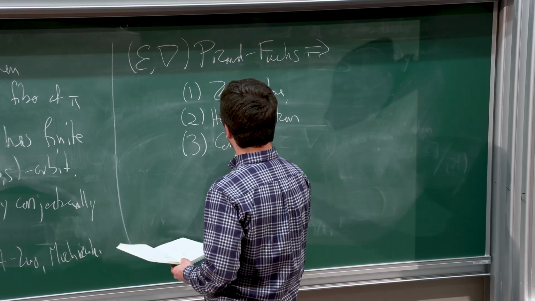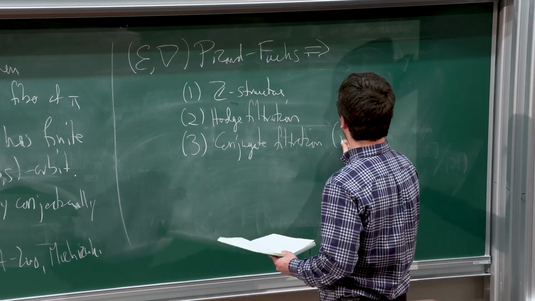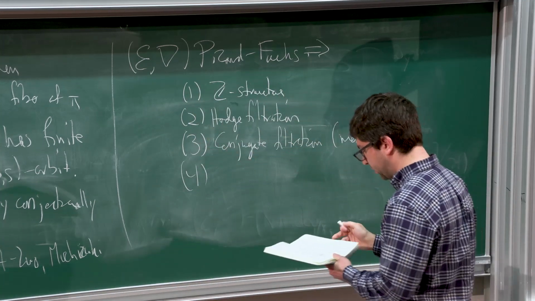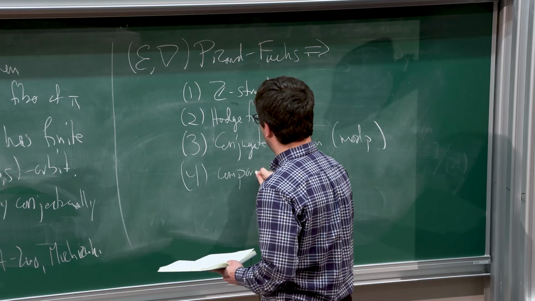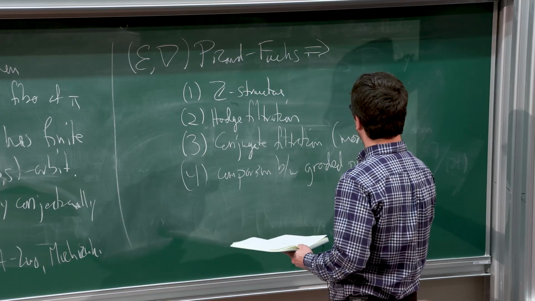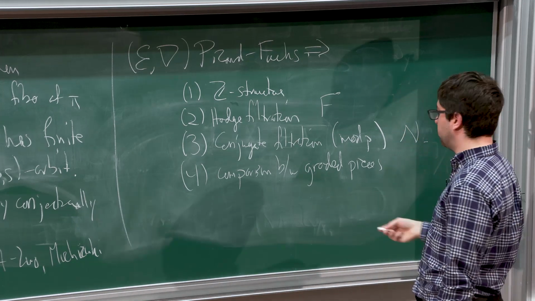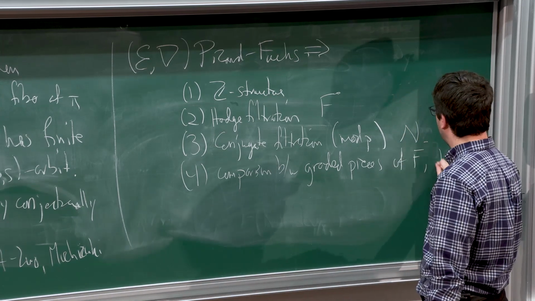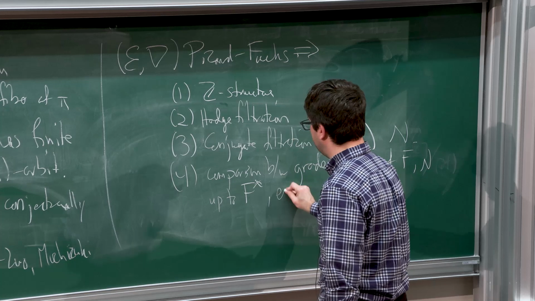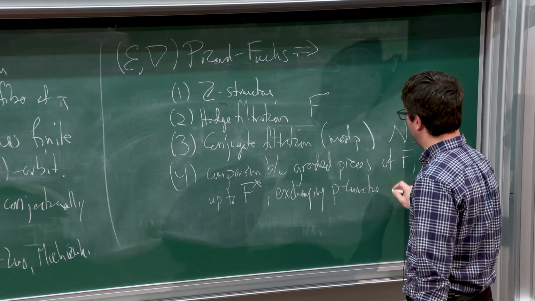Mod p, there's a conjugate filtration. Well, there's always a conjugate filtration, but it's well behaved mod p. And then finally, and this was, I think, the main observation of Katz, there's a comparison between the graded pieces. So maybe let me give the names: the Hodge filtration F and the conjugate filtration N. There's a comparison between the graded pieces of F and N up to Frobenius twist, which exchanges p-curvature with the Kodaira-Spencer map.